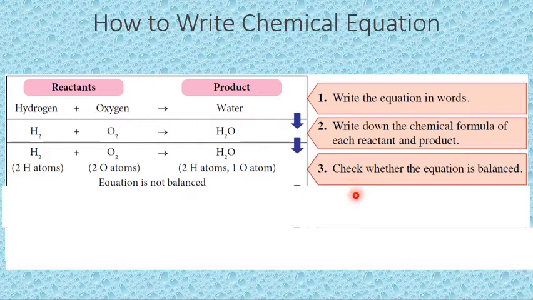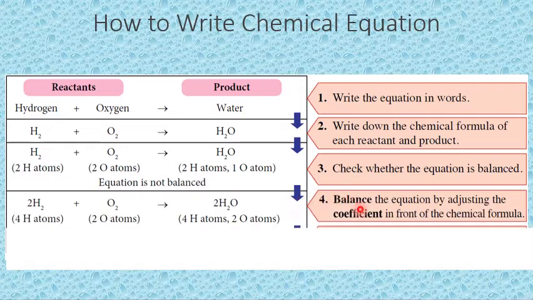The third step, you check whether the equation is balanced. You have two hydrogen atoms here and two atoms of oxygen. In the product here we have two hydrogen atoms and one atom of oxygen. So you can see here the oxygen atoms are not balanced. In the reactants we have two atoms of oxygen, but for the product we have only one. So the equation is not balanced.